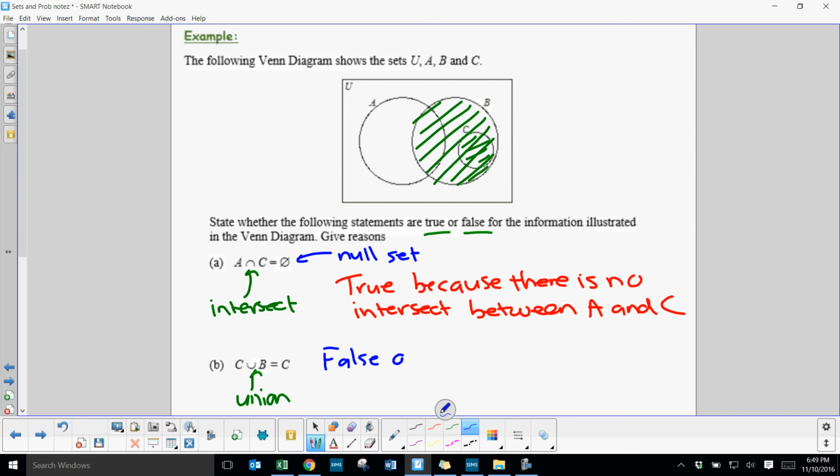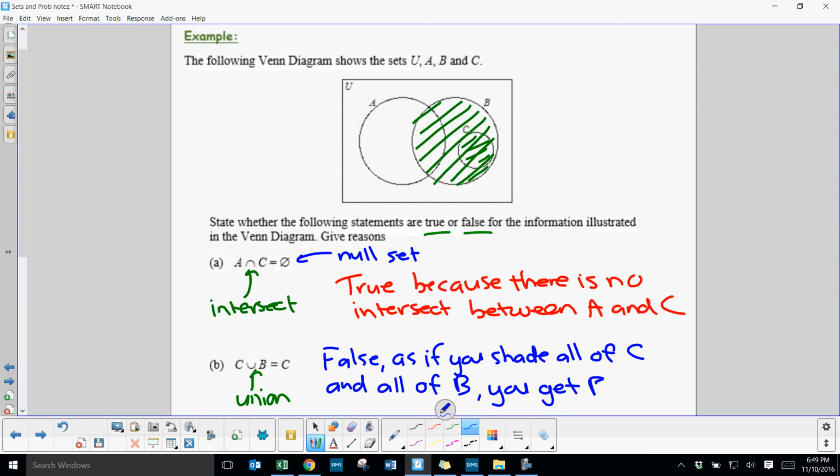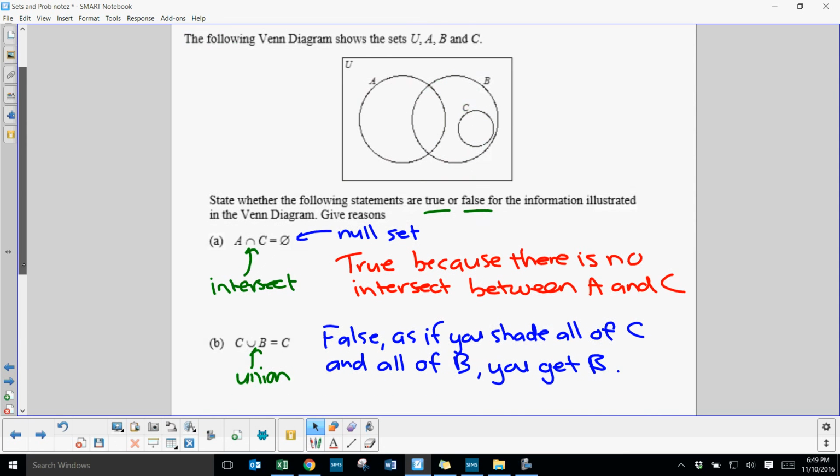So we can say, if you shade, for example, all of C and all of B, you get B, not C. So that could be some kind of reasoning. Now let's scroll down. What is the next question?